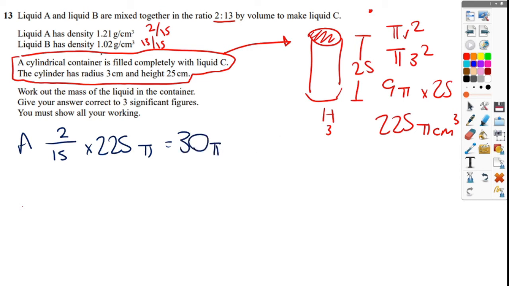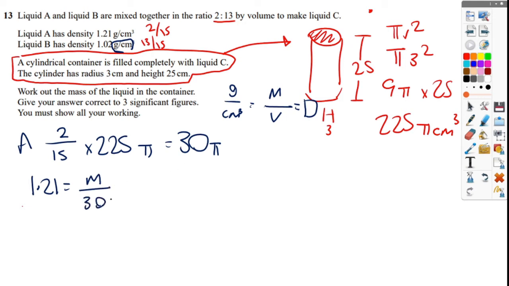Now I need to remember my formula for density, and people tend to forget it. It's always there in my units: grams per centimeters cubed. Grams is mass, and centimeters cubed is volume, and that equals my density. So let's do it. My density of A is up there, which is 1.21, equals my mass, which is what the question is trying to find out, over my volume, which is 30 pi.